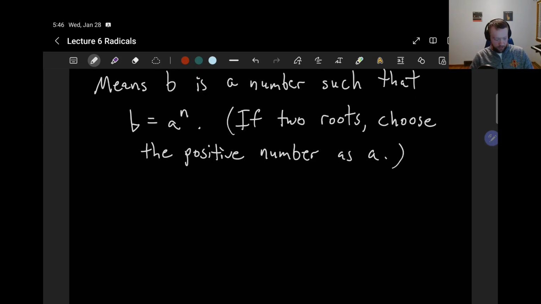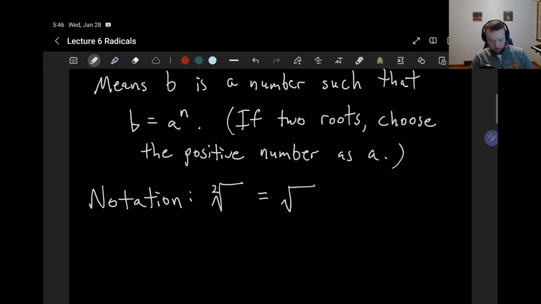Before I start doing some examples, quick note on notation. If you're taking the second root of something, which we call the square root, we omit the 2, because this is the most common type of root, so we don't like writing 2's all the time. If the number is omitted, then it's really a 2 hidden there.